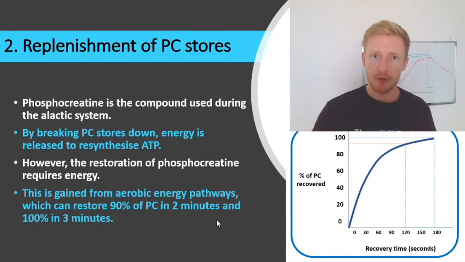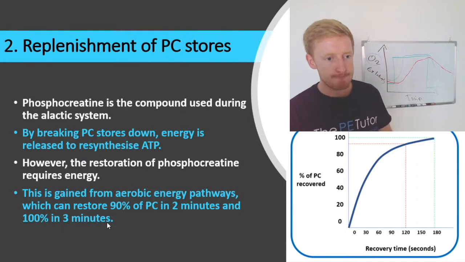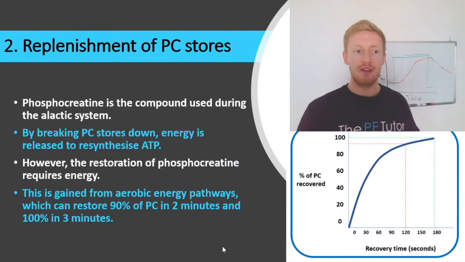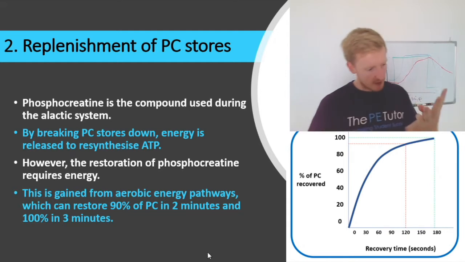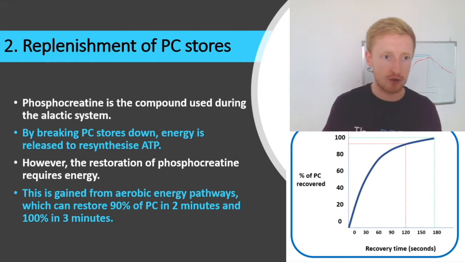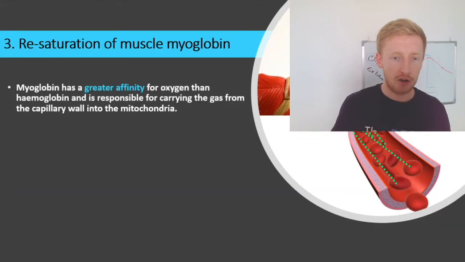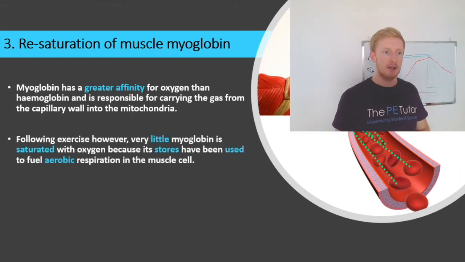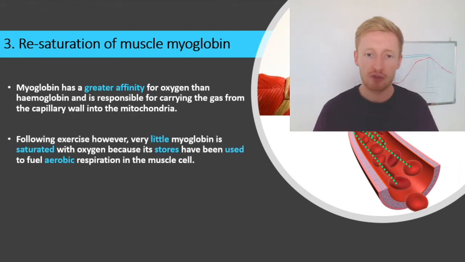And that's that last point there that we've just been talking about. 90% in about 2 minutes, 100% in 3 minutes. Rule of 3. 3 minutes, 3 things are done, and it takes 3 litres of excess oxygen. Last one then of the fast component, and then we'll talk about the slow component. So number 3, resaturation of muscle myoglobin.